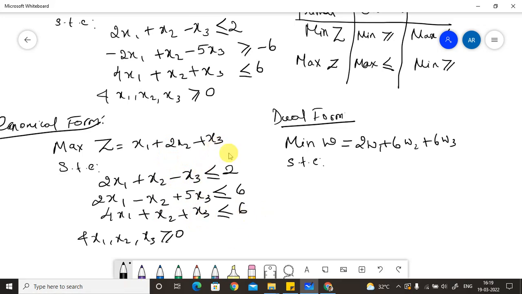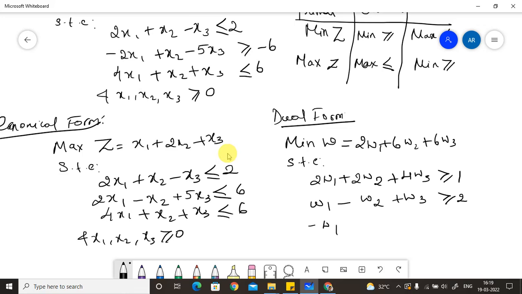So let us write that now. Min w will become 2w1 plus 2w2 plus 4w3 greater than or equal to 1. The second constraint will be w1 minus w2 plus w3 greater than or equal to 2. The third one, minus w1 plus 5w2 plus w3 greater than or equal to 1, and w1, w2, w3 are all greater than or equal to 0.